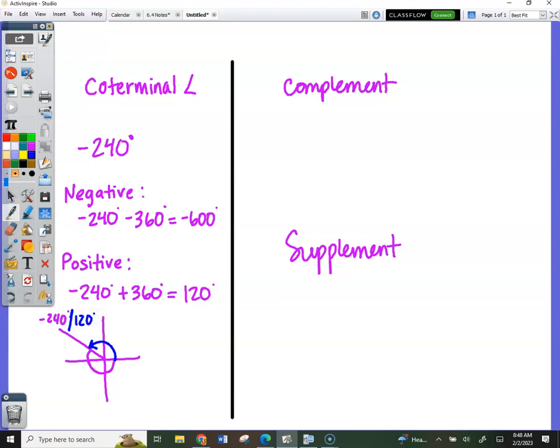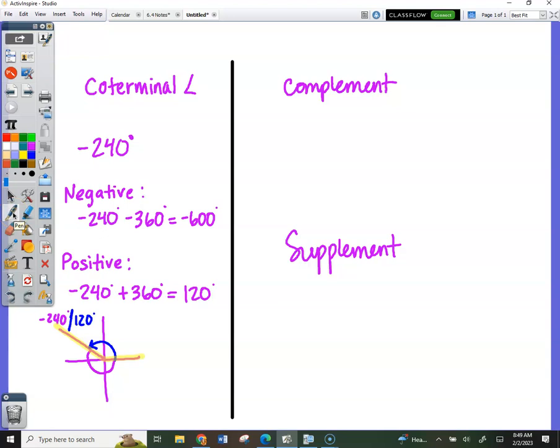So coterminal means that they land in the same spot. They may rotate in a different direction, but they land in the same spot. This is the angle that we're talking about landing in the same spot.